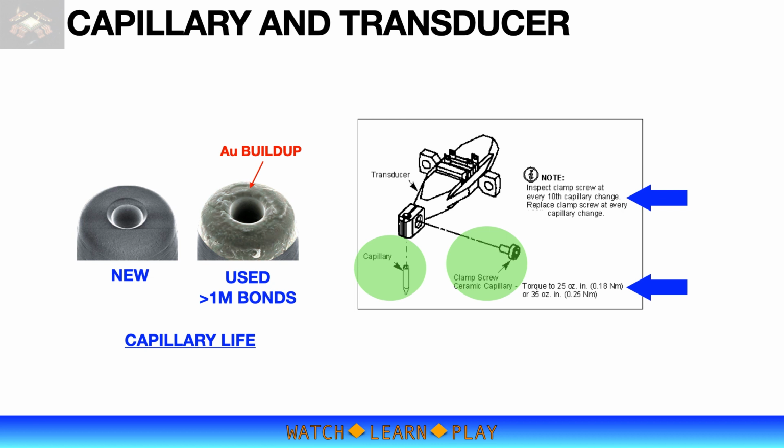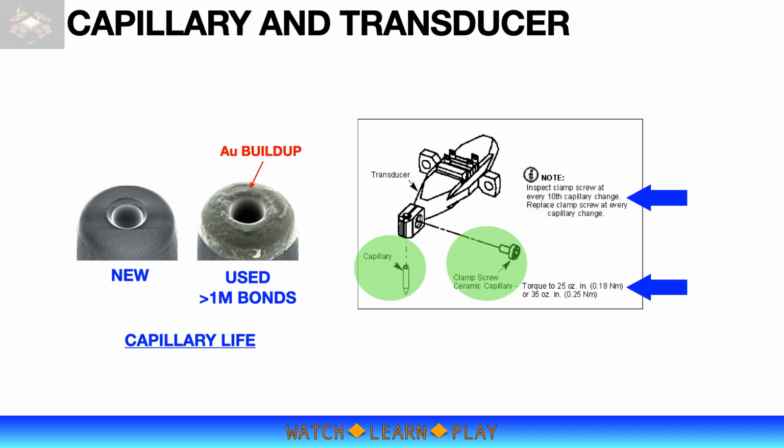What actually happens is that there is a gold buildup on the capillary tip, and this affects bond quality. In general, a capillary lasts for 1,000,000 bonds. Note that one wire is equivalent to 2 bonds because there is a first bond and second bond.